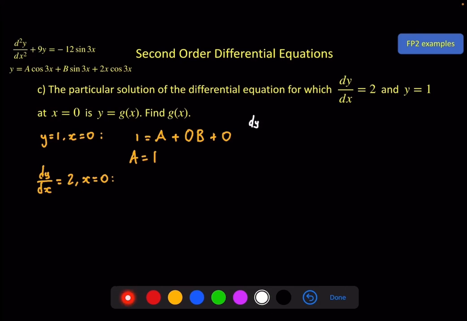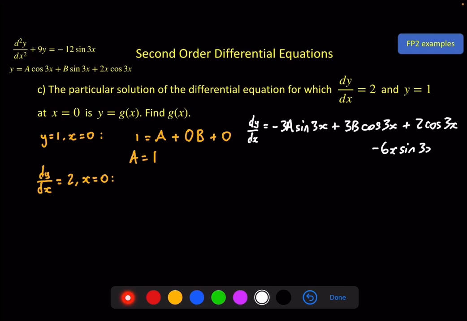dy by dx is equal to a cosine 3x. If we differentiate that, we get minus 3a sine 3x, plus b sine 3x, we get 3b cosine of 3x. And then we need the product rule, plus 2x cosine 3x gives us plus 2 cosine 3x minus 6x sine of 3x.